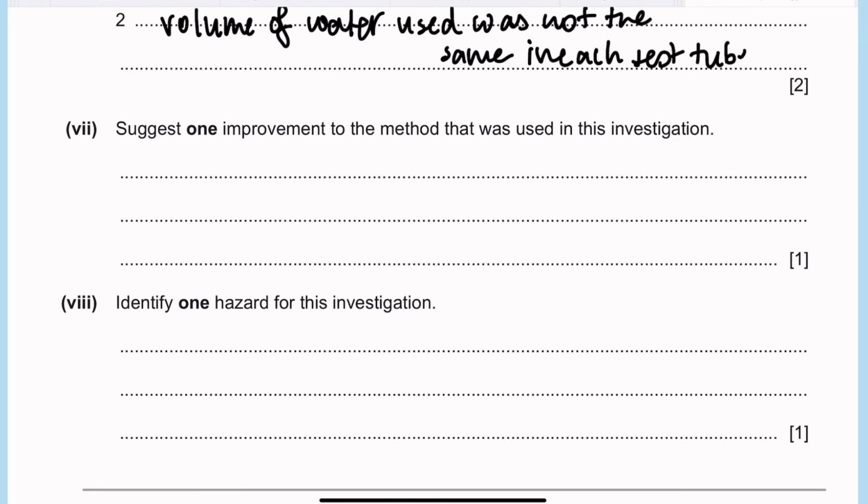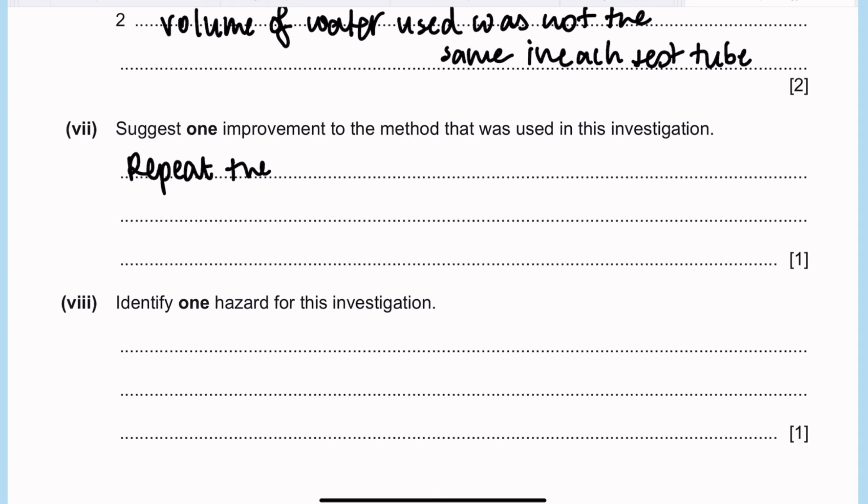test tube. Suggest one improvement to the method that was used in this investigation. You could say repeating the experiment. That's one that I always go for, because this experiment seemed like it was repeated only once, I think. So you could say repeat the experiment at least twice.